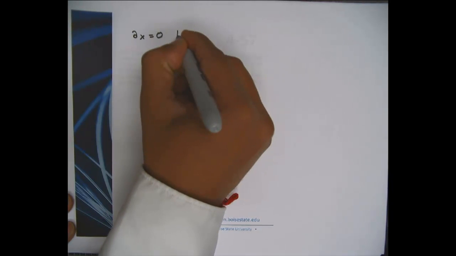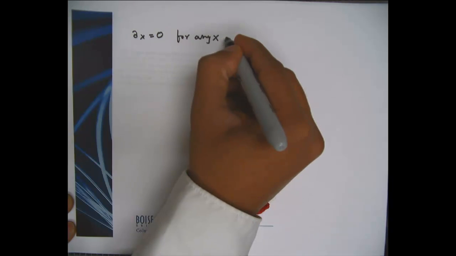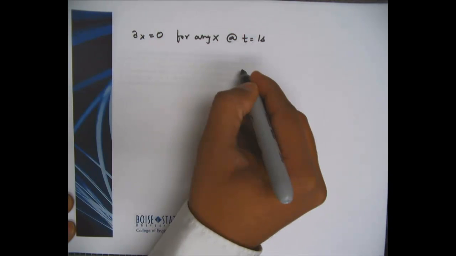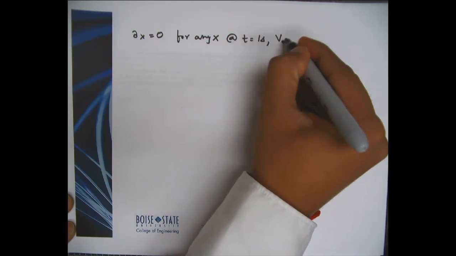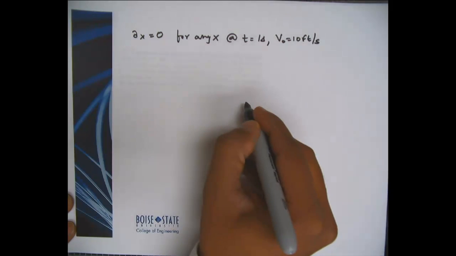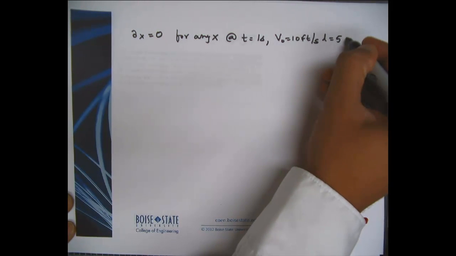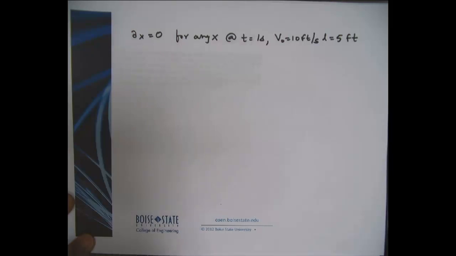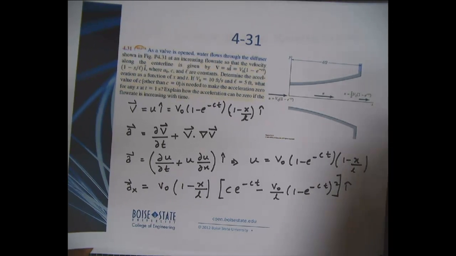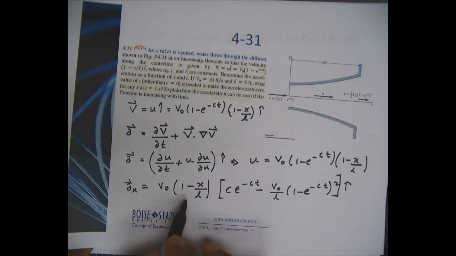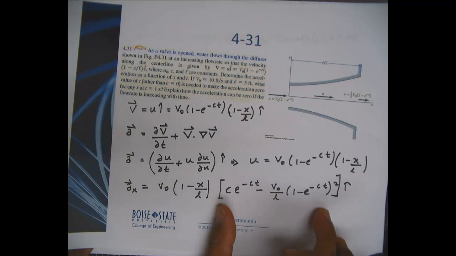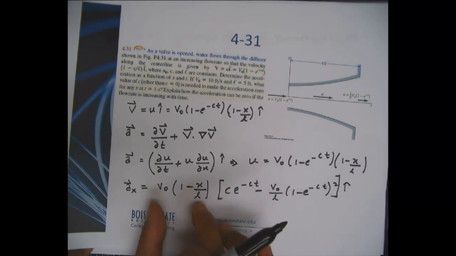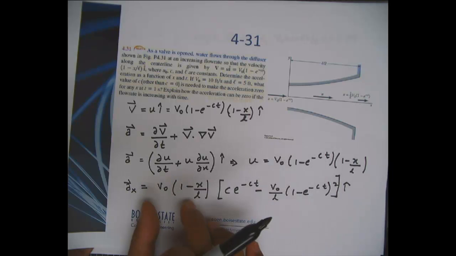So this is the situation we have, and we're asked to determine c for any x and at t equals 1 second, and we are given that v naught is 10 feet per second and L is 5 feet. Okay, so if you look at this, all these numbers are finite, so this cannot be equal to 0. Since it's a product of three quantities, if one of these has to be equal to 0, this cannot be equal to 0, so this has to be equal to 0.